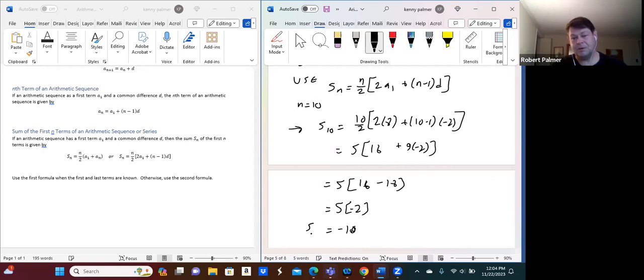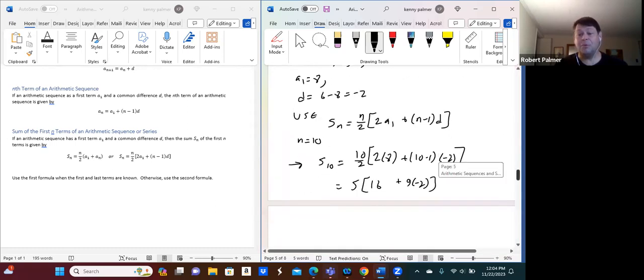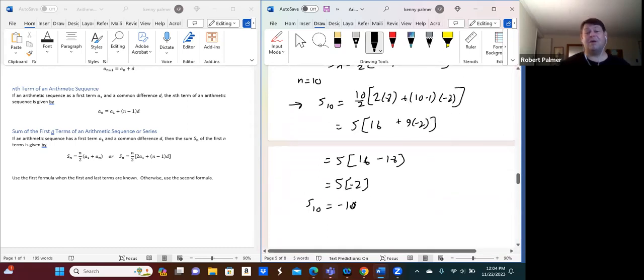Okay. So it turns out that S10, that's the sum. And hopefully that kind of makes sense, because as you see, we're decreasing here. We're getting smaller each time. And so we're going to soon be having negative numbers. We add these positive numbers together with the negative numbers, then we're going to end up with, eventually, if long enough, a negative number. Okay, so that's a sum.